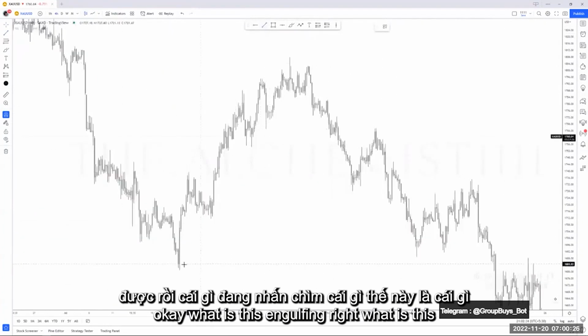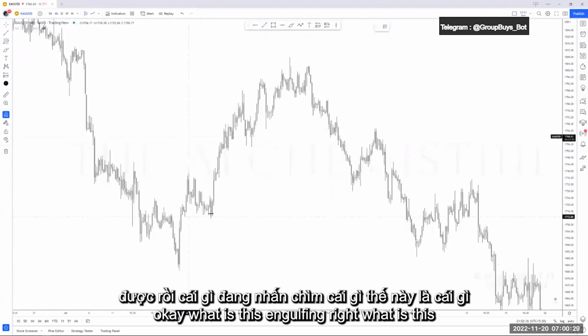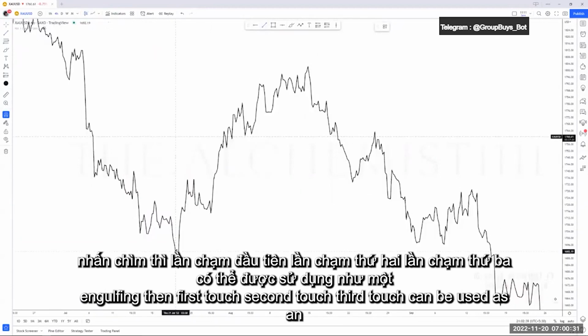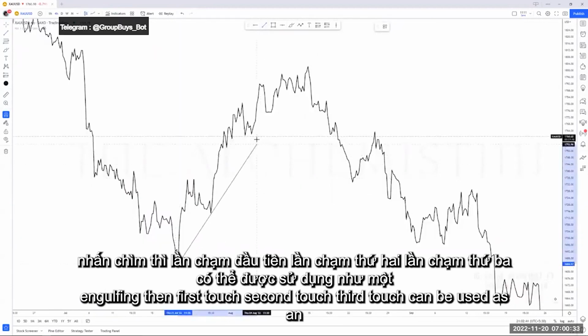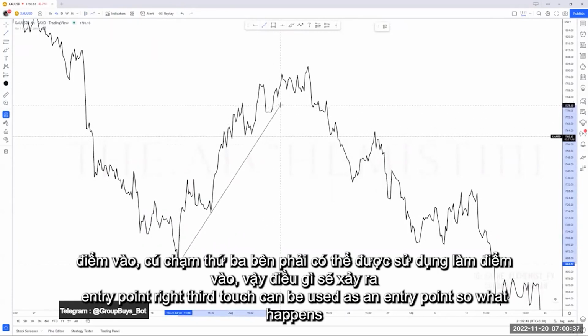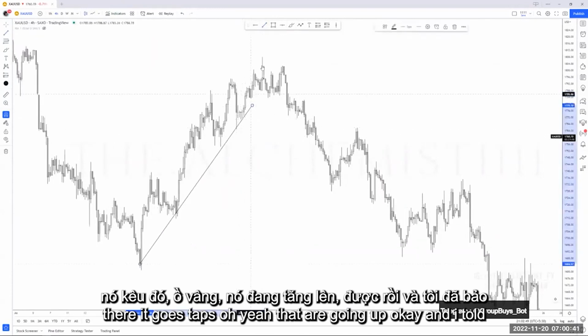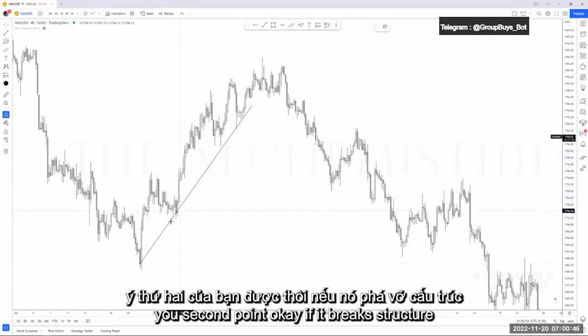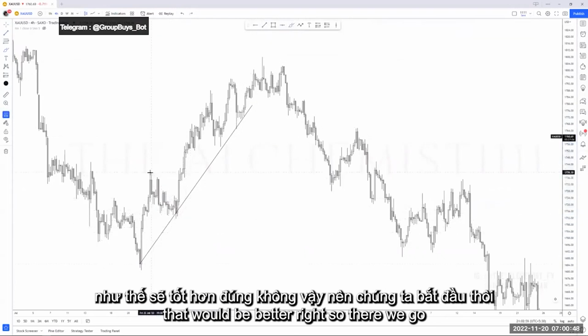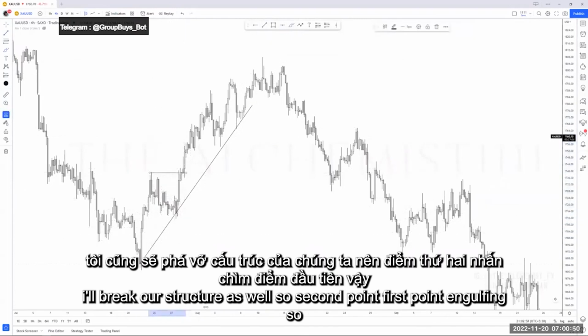What is this? Engulfing, right? What is this? Engulfing. Then first touch, second touch, third touch can be used as an entry point, right? So what happens? There it goes. Taps, started going up. And I told you, second point, if it breaks structure, that would be better, right? So there we go. We have break of structure as well.